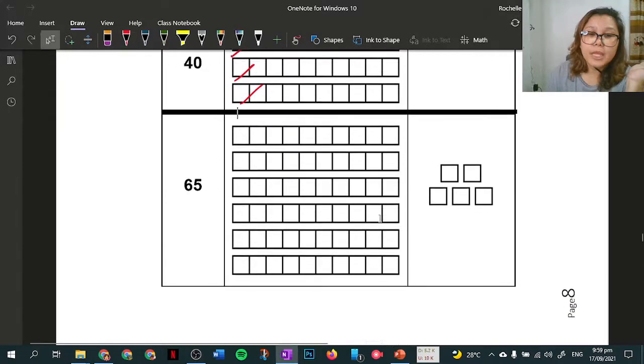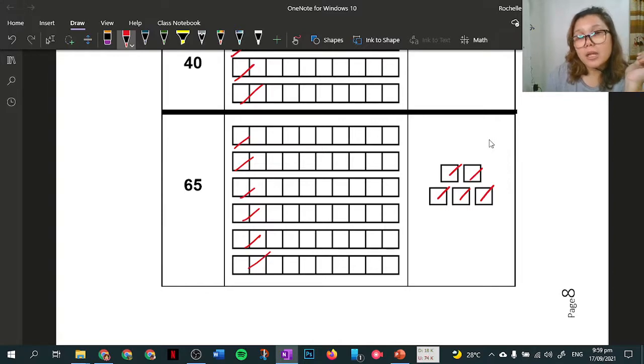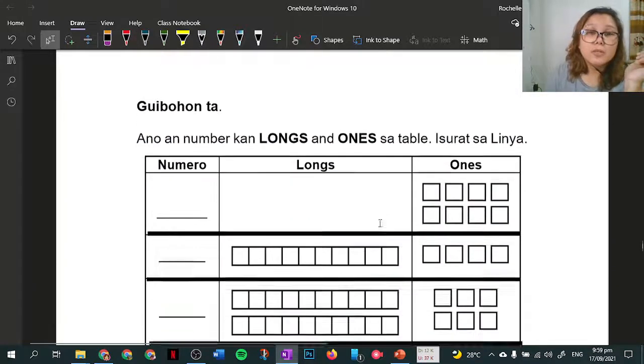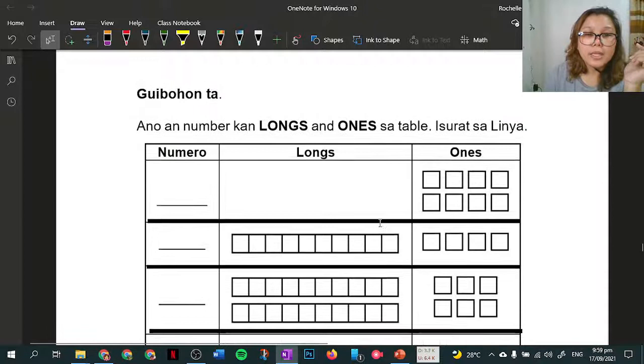And then for 65, bakit naging 65? So, it's 10, 20, 30, 40, 50, 60, 61, 62, 63, 64, 65. So that is about the longs, units, and also sa flat. Okay, this time, so based on the example, you can use that as your pattern. This time, you need to give the number that it presents.